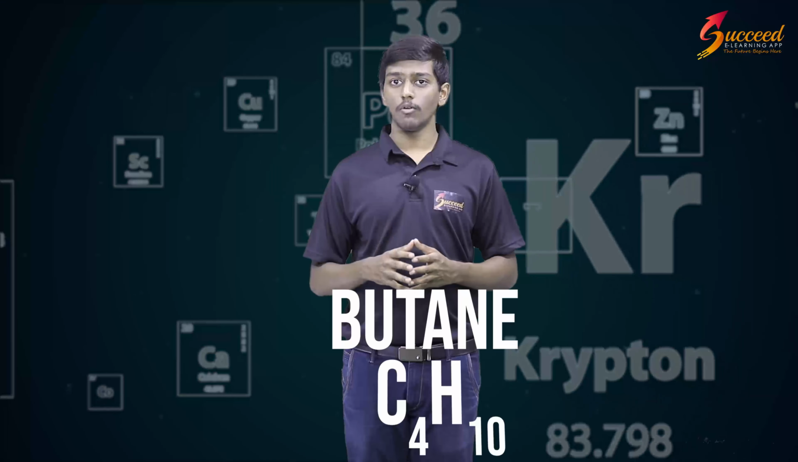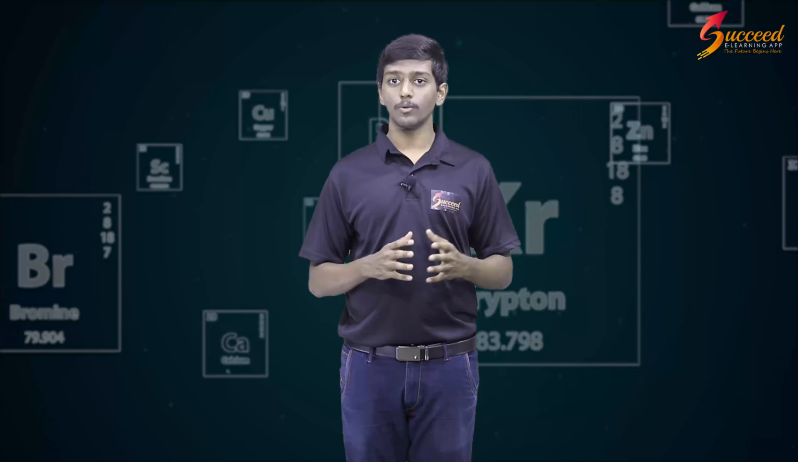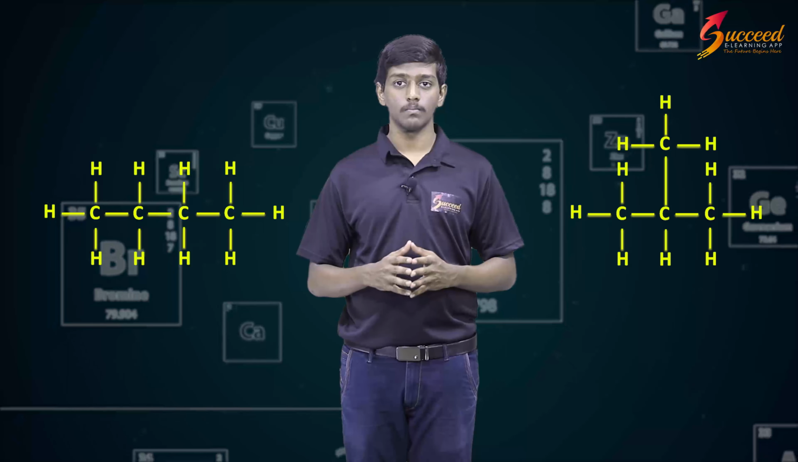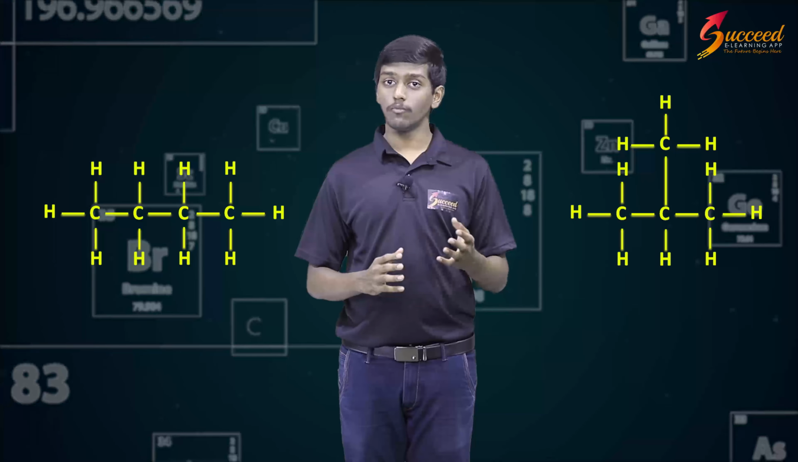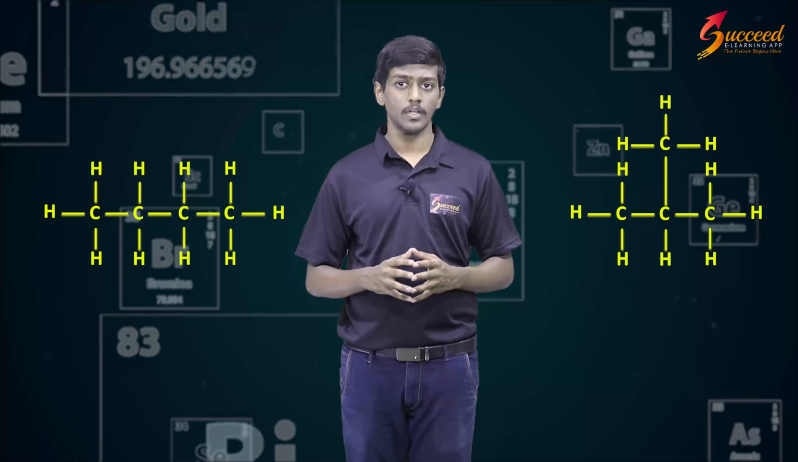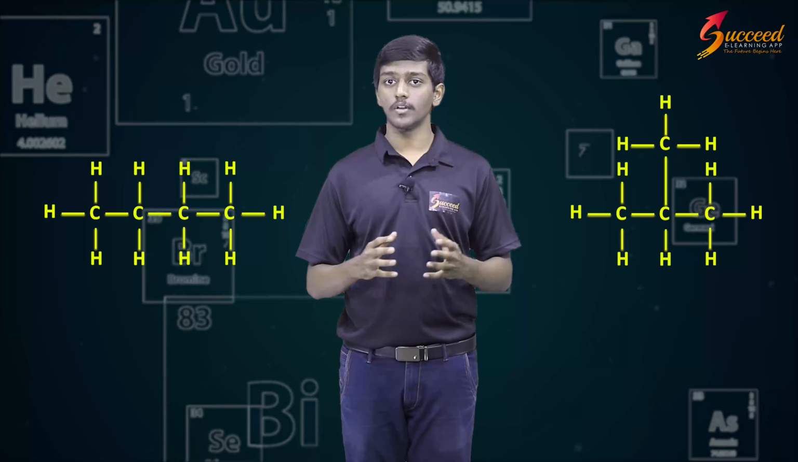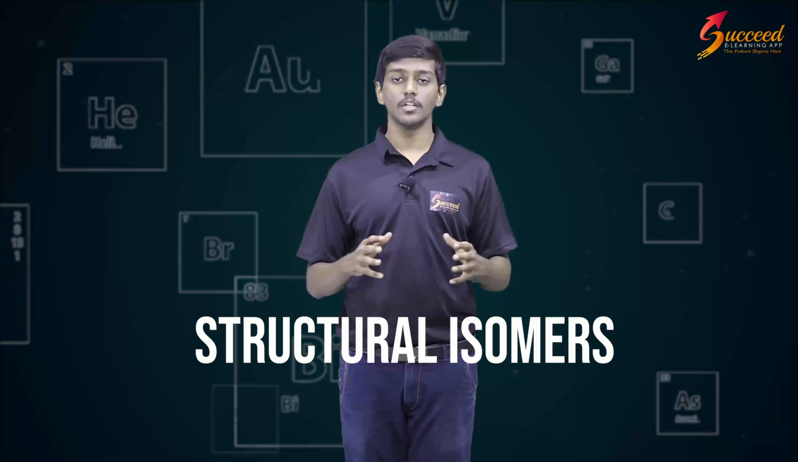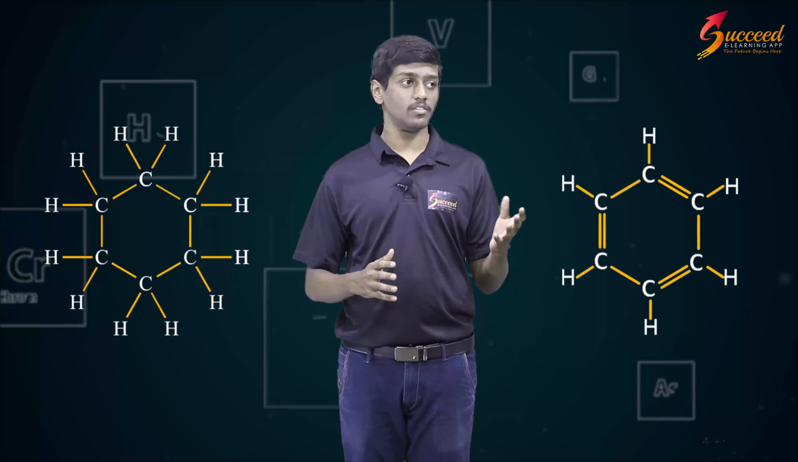Let us take up the example butane, C4H10. This compound can be drawn in two different ways, the straight one and the branched one. These two carry the same formula C4H10, but they are structurally different. These kinds of compounds are called structural isomers. Carbon can also be placed in rings, for example cyclohexane and benzene.